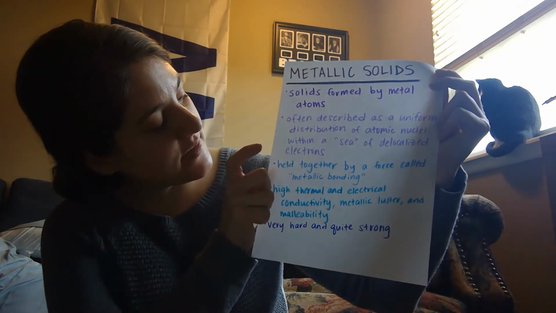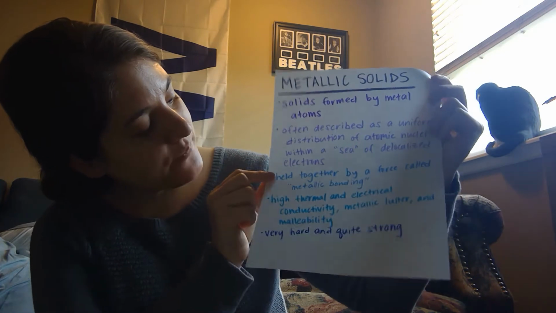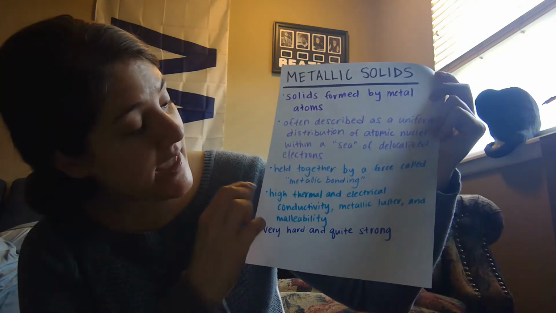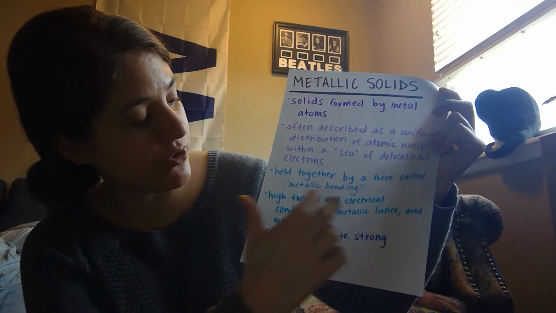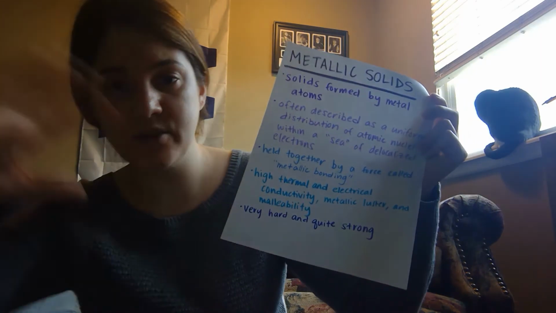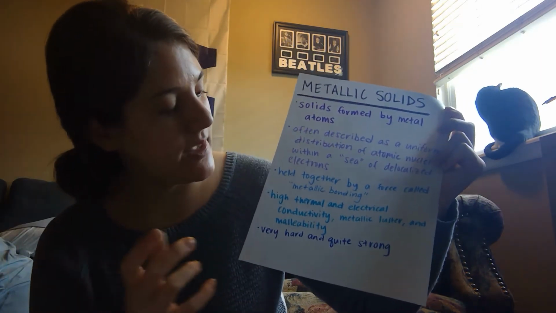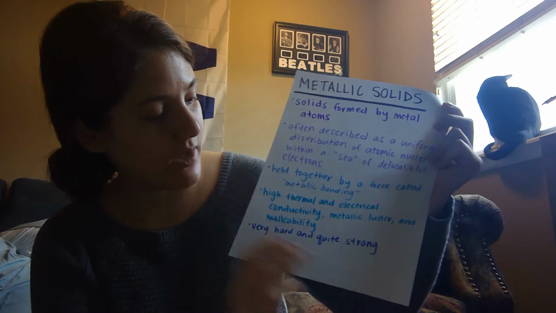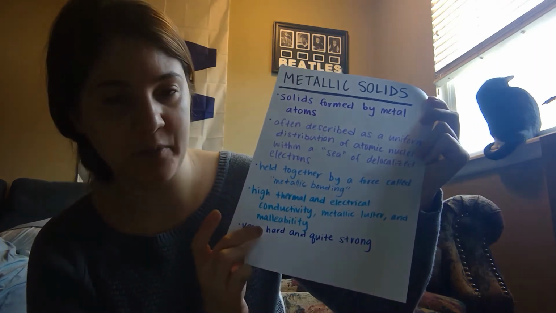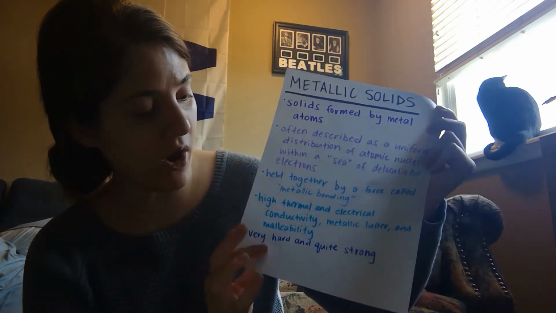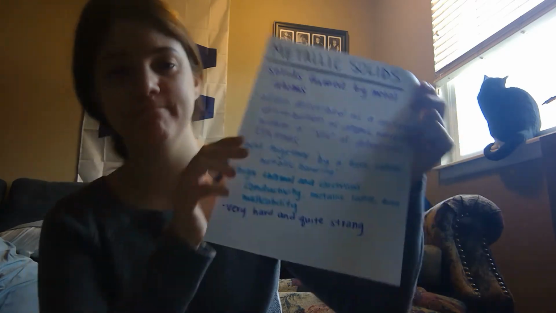Because those electrons are pretty free flowing, they have very high thermal and electrical conductivity, because those electrons are able to flow around. They also have good metallic luster and malleability. They're very hard and quite strong. So, metallic solids.